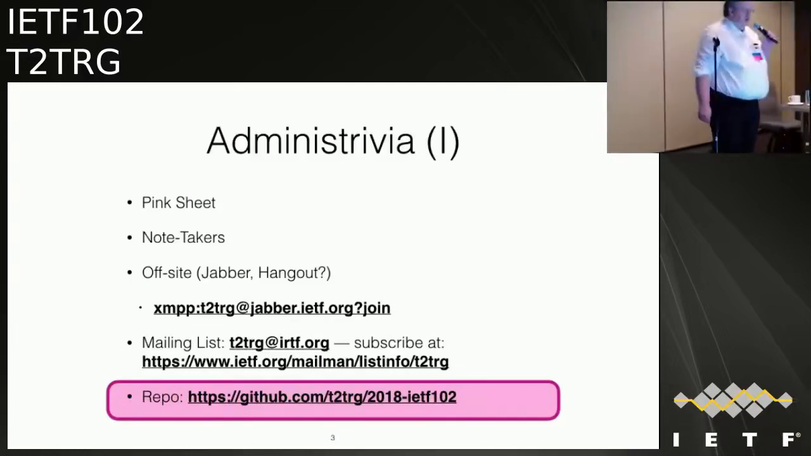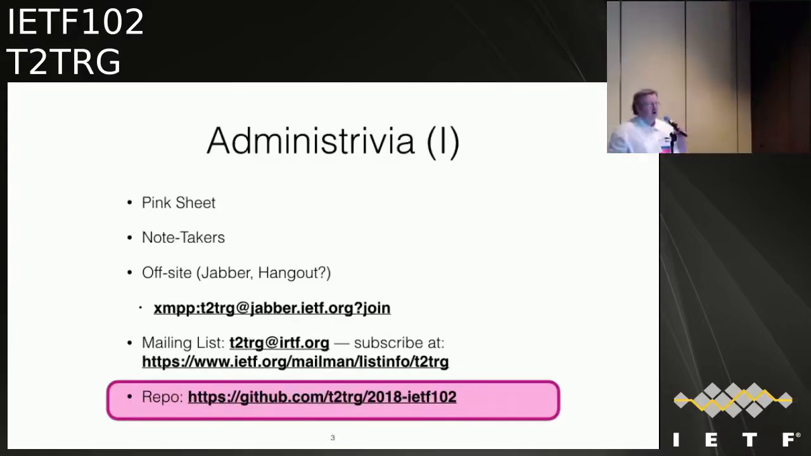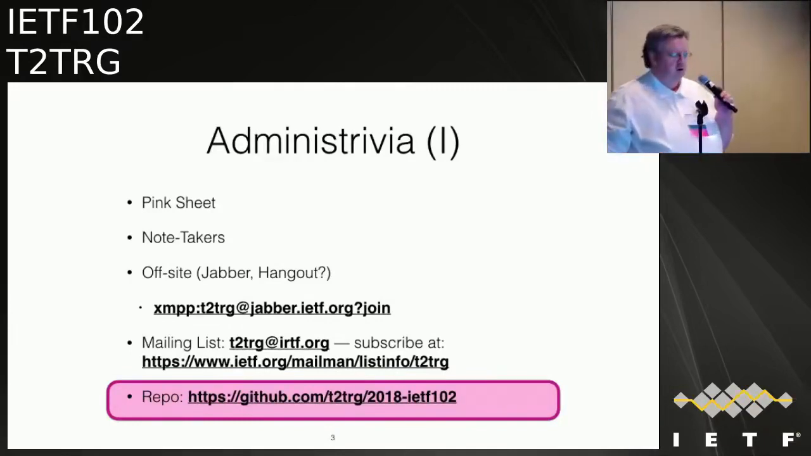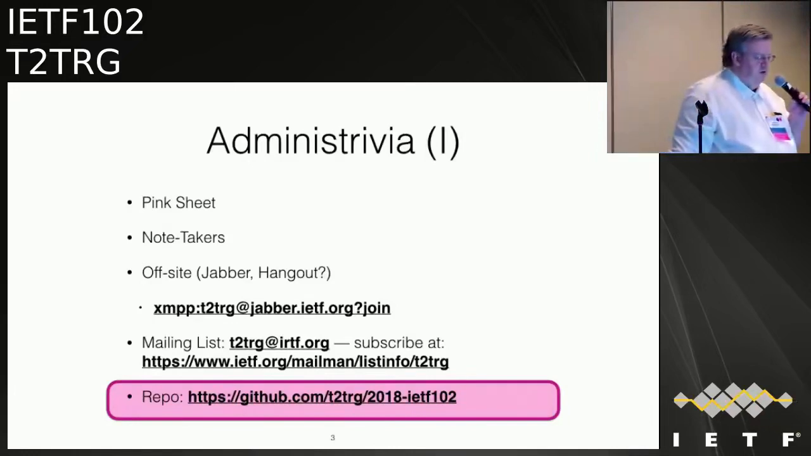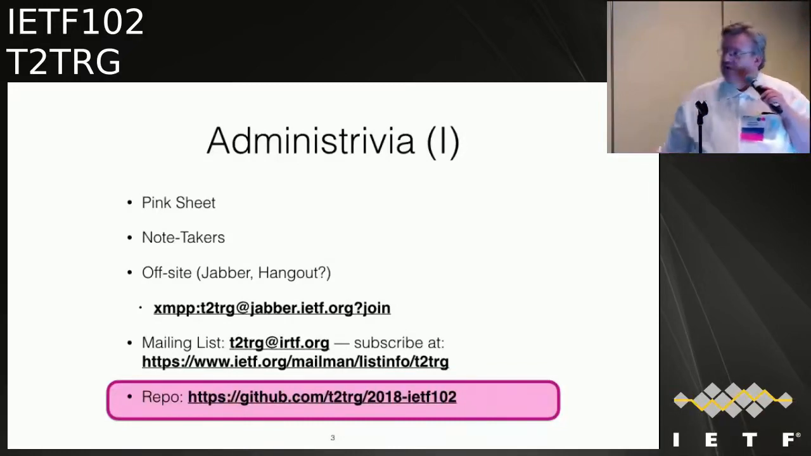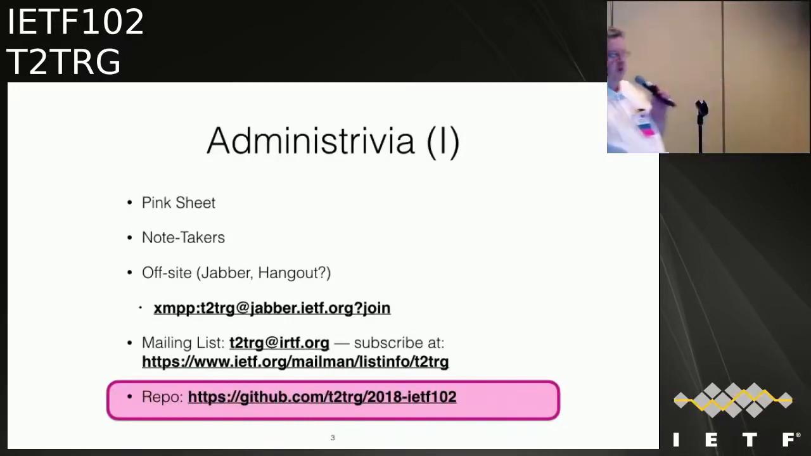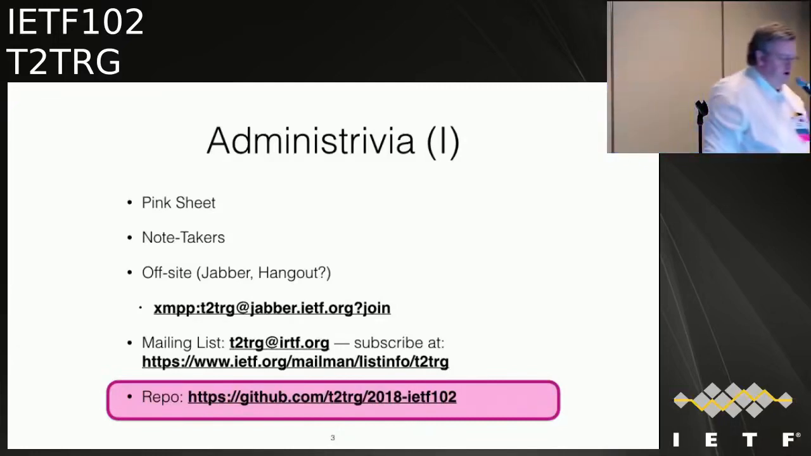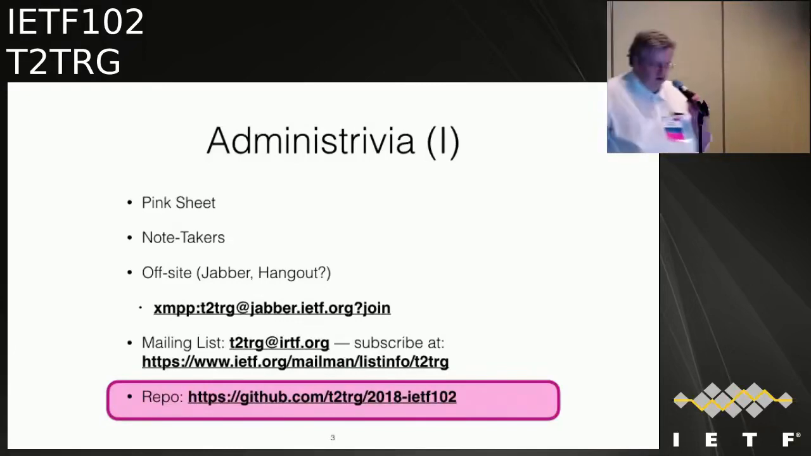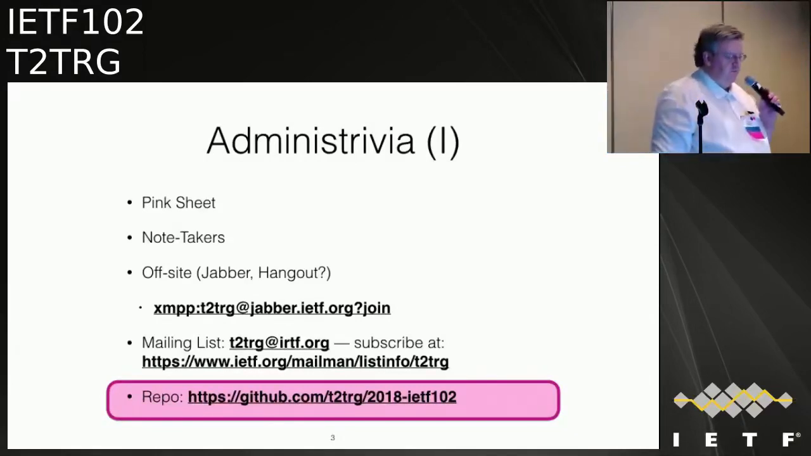We have note takers. There is a Jabber group. Did we find someone who joins that for us? Okay. And of course, there is a mailing list. And most importantly, there is a GitHub repository for every meeting of the research group in any form. So in the T2TRG organization, that's this time 2018-IETF 102. And there you find pointers to slides and to the note taker etherpad and things like that.